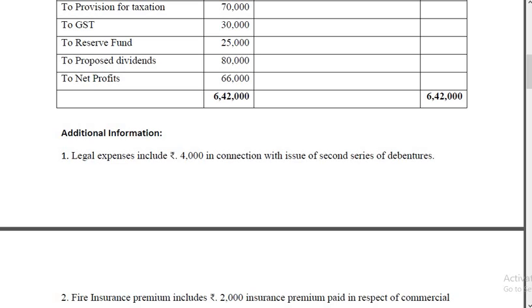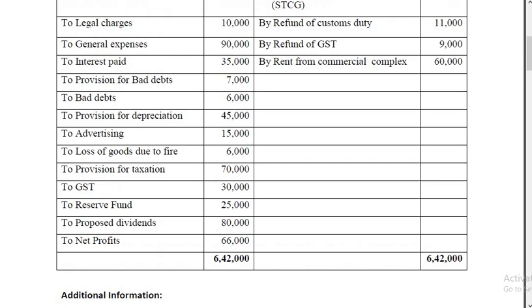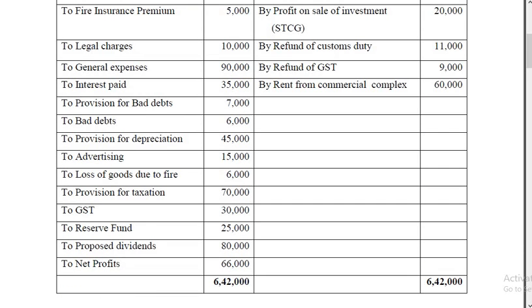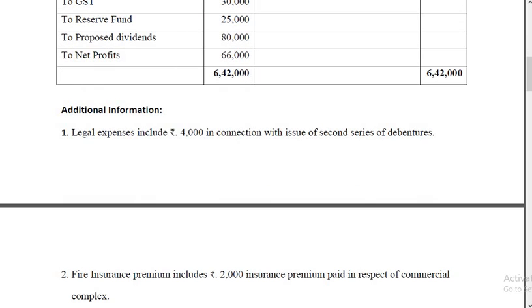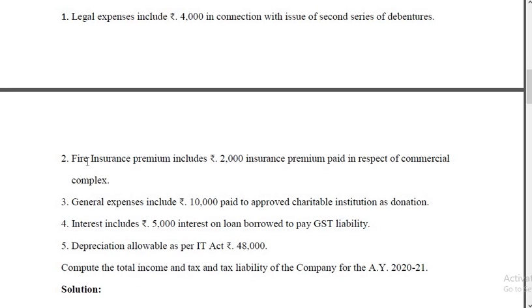Legal expenses include 4,000 in connection with issue of second series of debentures. So just see here, legal expenses or legal charges, 10,000. These 10,000 include 4,000 rupees in connection with issue of second series of debentures. So these are allowed in the computation of business income. This is related to business income, so that is allowed. No question of adding back, so it is allowed.